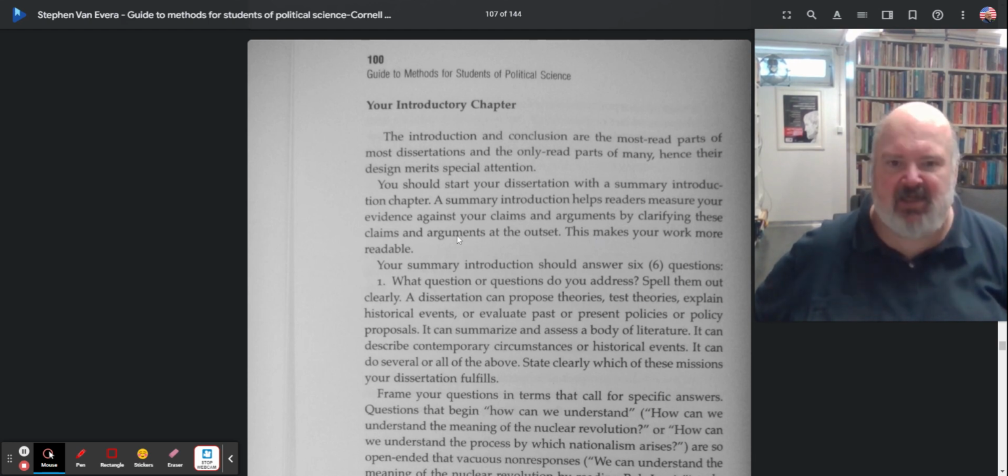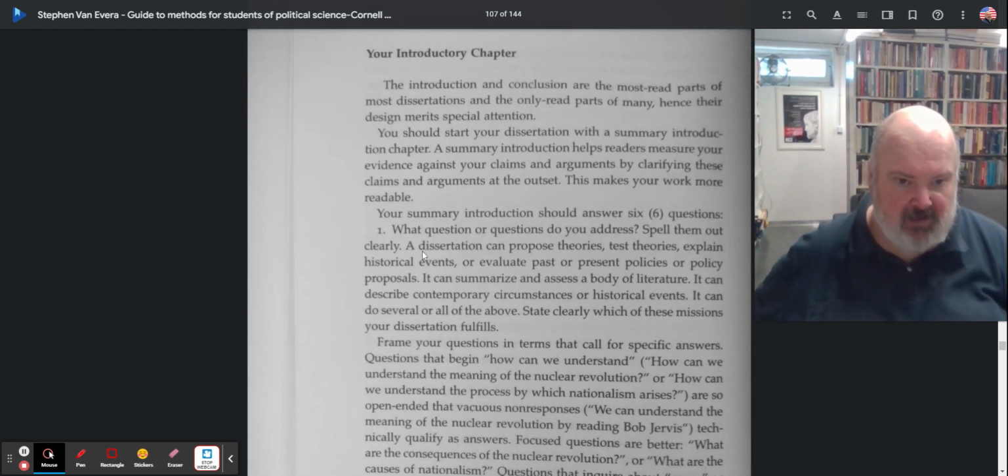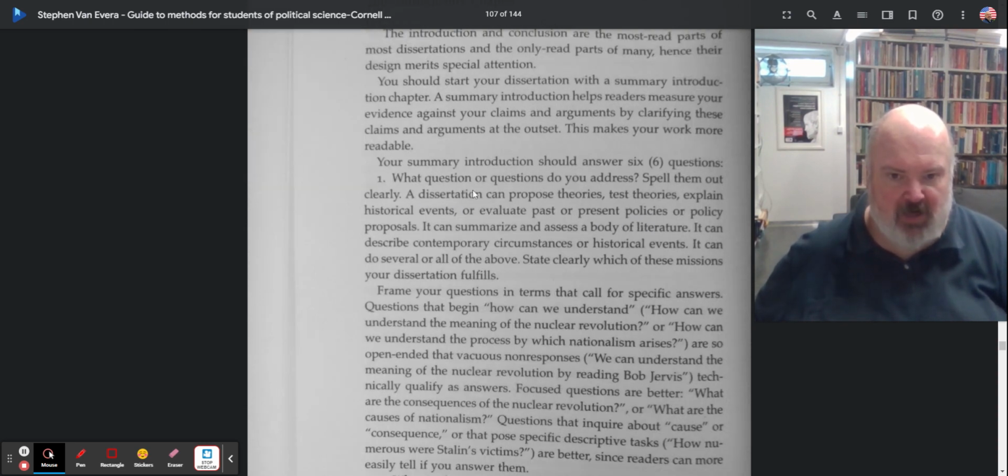Again, you start by summary introducing your chapter. What are you doing? What are you going to be doing? Spell everything out. Summarize how readers measure your evidence against your claims and arguments by clarifying what the claims and the arguments are at the outset. Now that makes it readable. Readability is important here. Your summary introduction should answer 6 questions. 1, what question or questions do you address?